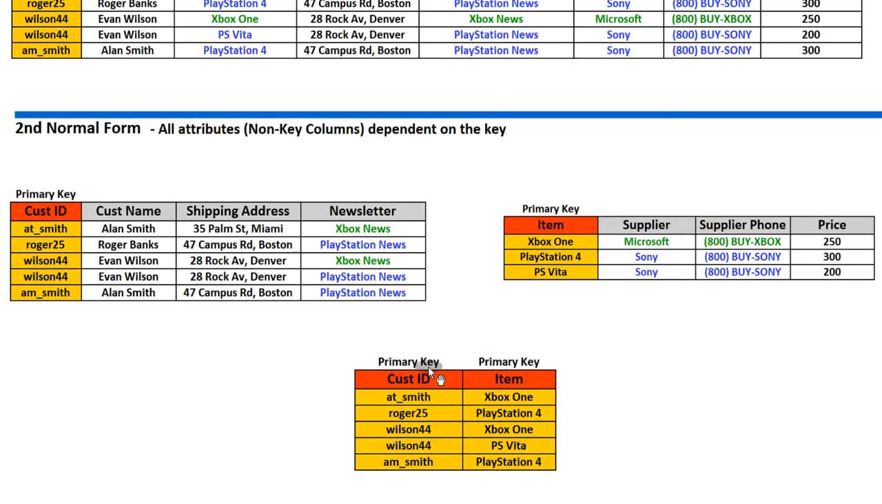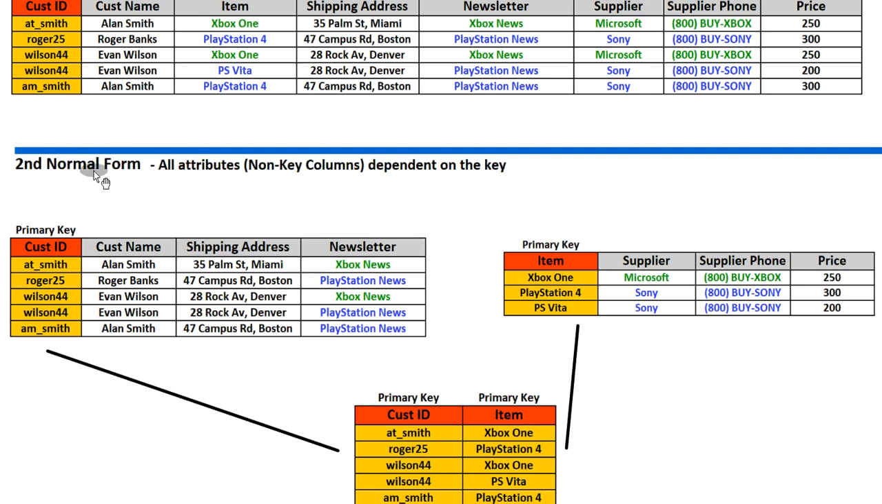So for that, there needs to be a table called the junction table, which is this. Basically in this table, both of these are a key. This is called a compound key because it's made up of 2 columns. And now these entries, like AT Smith bought an Xbox One, are over here. So this guy bought this, and Roger 25 bought a PlayStation 4, Wilson 44 bought an Xbox One and the Vita, and AM Smith bought a PlayStation 4.